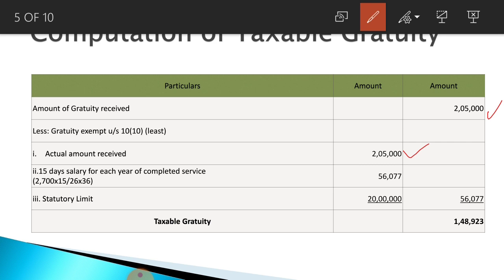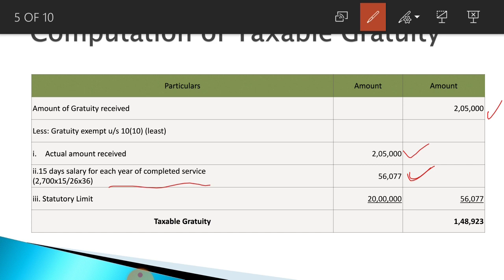Second one, 15 days salary for each year of completed service, that is calculated like this. 2,700 is the salary received in the last month of service, multiplied by 15 days, divided by 26 days. That 26 days is the number of working days, multiplied by the number of completed years of service, 36 years, that is 35 years 7 months. 7 months is more than 6 months, so you can convert it into 1 year. The rounded-off figure of 15 day salary is 56,077. Here you have to round off the figure to the nearest 10 or nearest one, whichever is convenient.